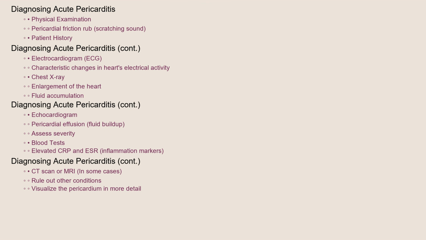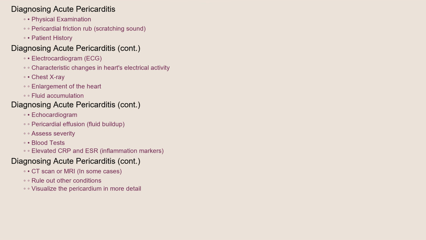Diagnosing acute pericarditis involves a combination of physical examination, patient history, and diagnostic tests. During a physical exam, a doctor might listen for a pericardial friction rub, a scratching or grating sound caused by the inflamed pericardial layers rubbing against each other. An electrocardiogram or ECG is a key diagnostic tool, often showing characteristic changes in the heart's electrical activity.